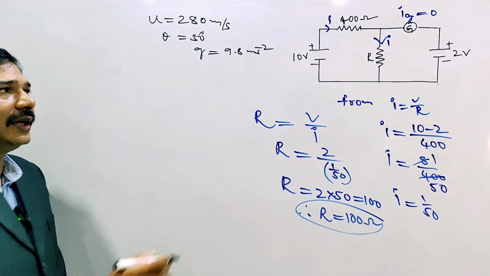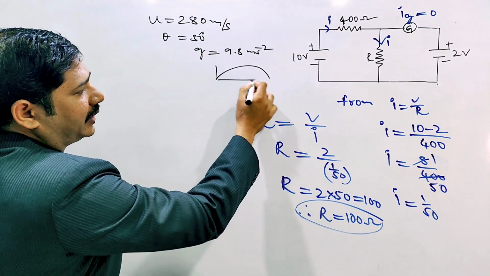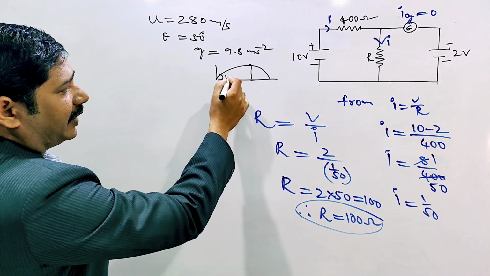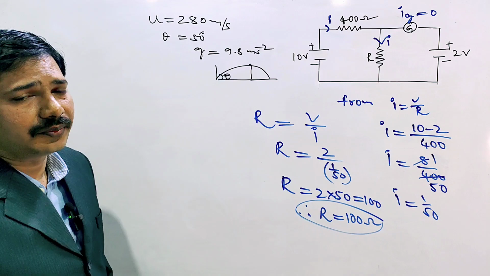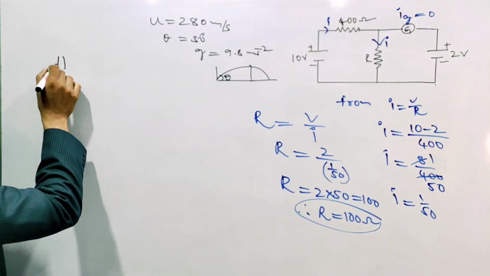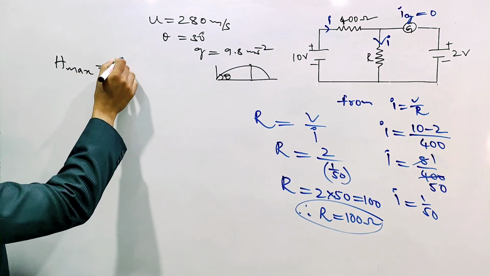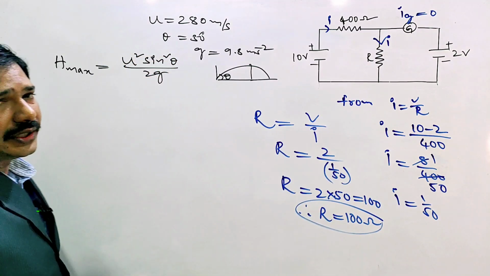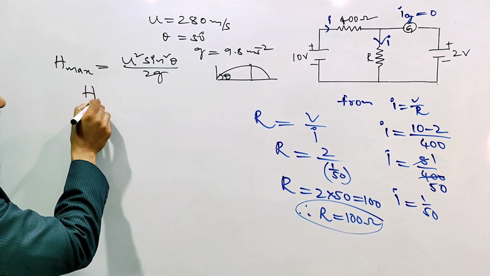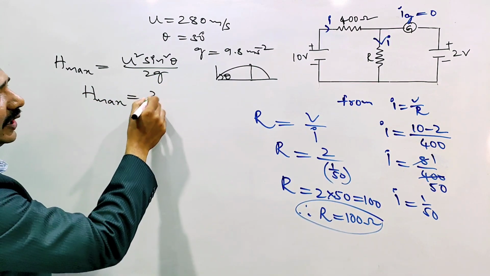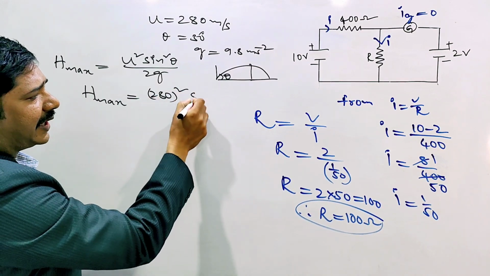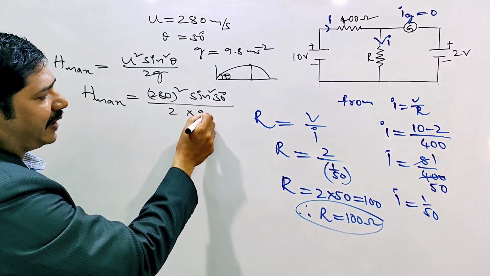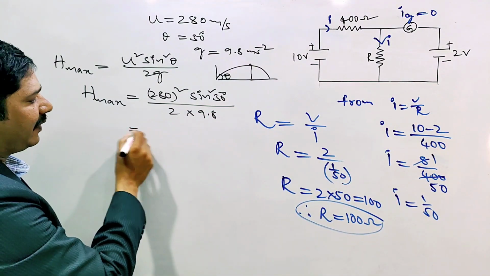This is completely a projectile topic. What is the maximum height for a projectile projected at a certain angle with the horizontal? The H max formula for a projectile is U square sin square theta by 2g. Substitute here, H max equals U square, 280 whole square, sin square 30 degrees, divided by 2 into g value, which is given as 9.8.